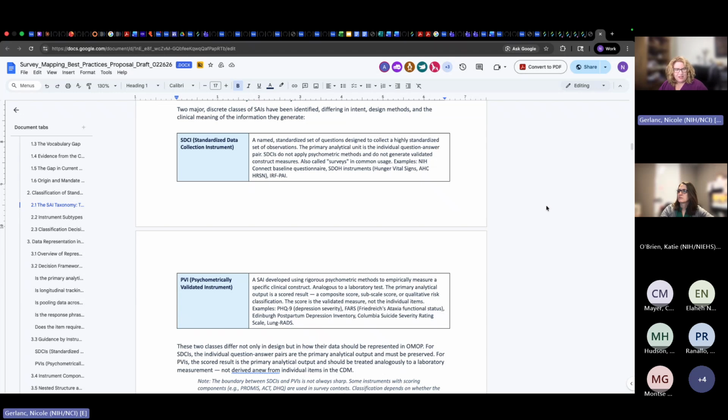Does anybody need more time? Are there any comments? Piper, especially from you, because I know you've worked a lot on these definitions. Is there anything you think we might need to refine here, or is this good?